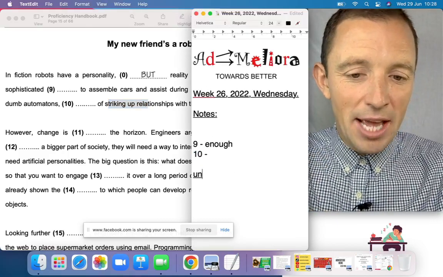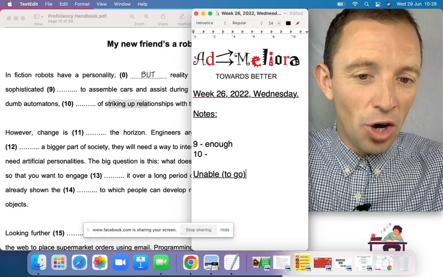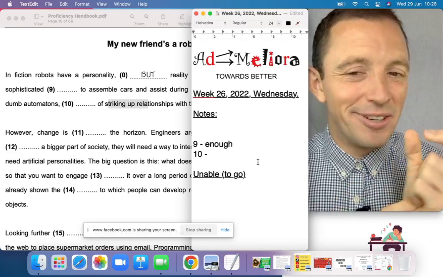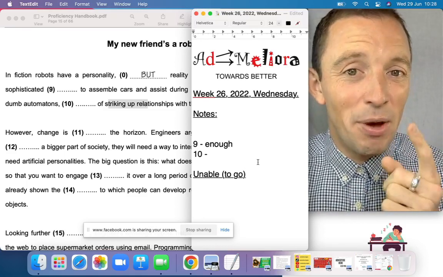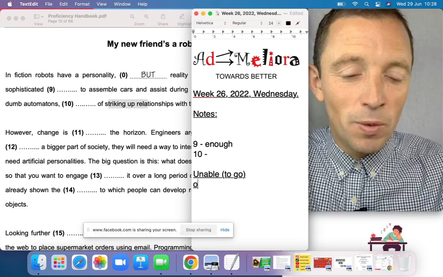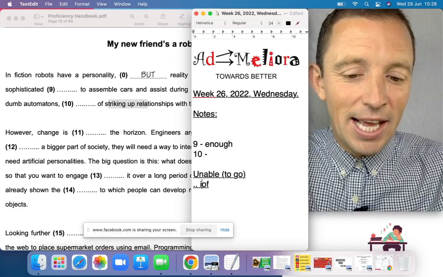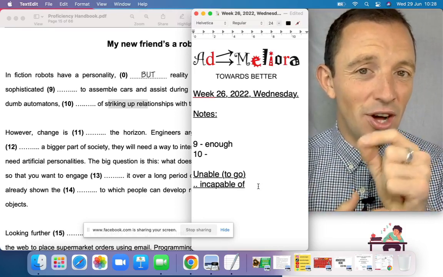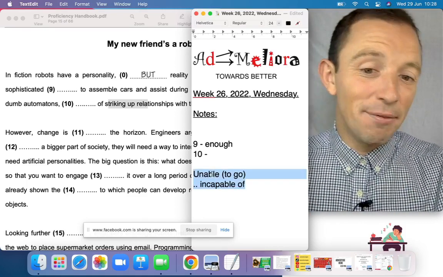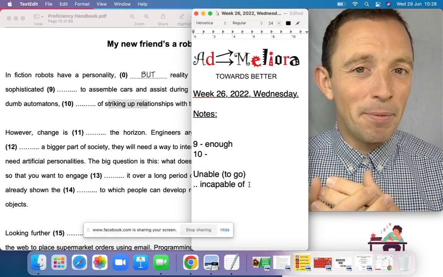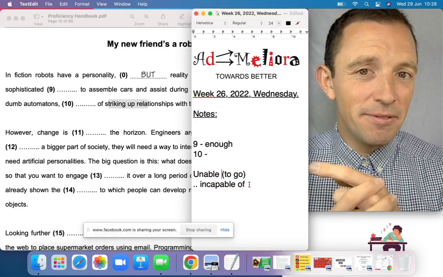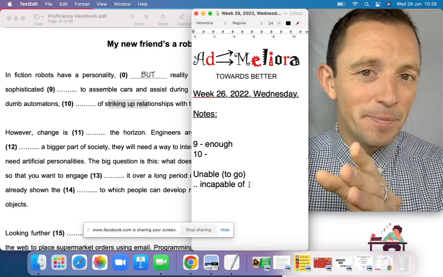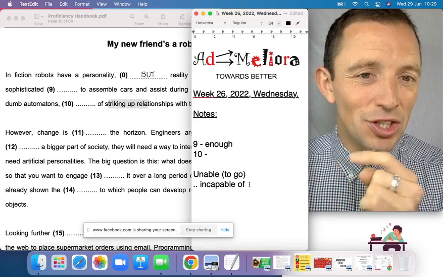But typically with unable, we use the infinitive: unable to go, unable to meet, unable to have. Unable of, not really. However, there is another word that's more typical with of, and we say incapable of. That's more typical with the preposition of, and that's very, very important, the difference between unable and incapable. Unable is with the infinitive, unable to know, unable to meet, unable to have. Incapable is more typical with the preposition of.